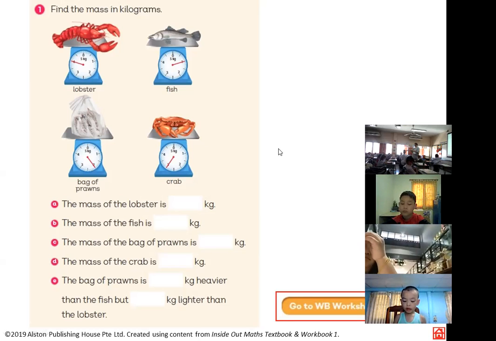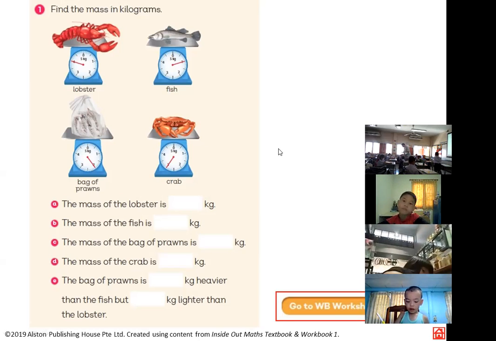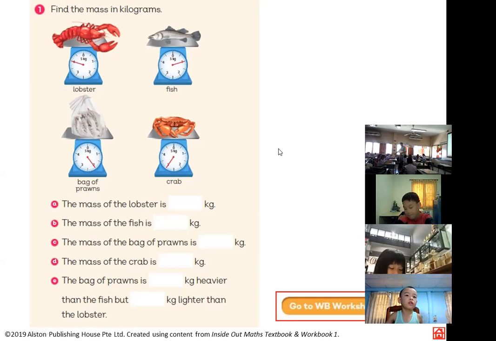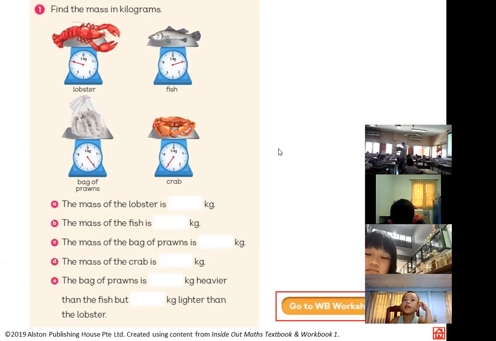Crab. How much crab? This one, crab. Fire pig. How much does the lobster weigh? Thank you. Okay, so one more time.